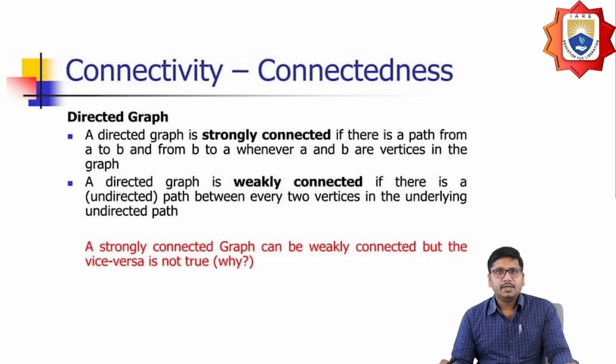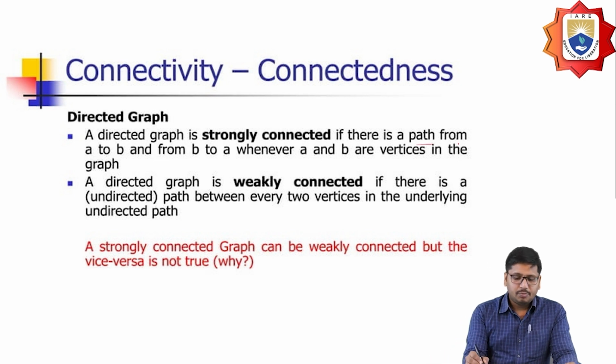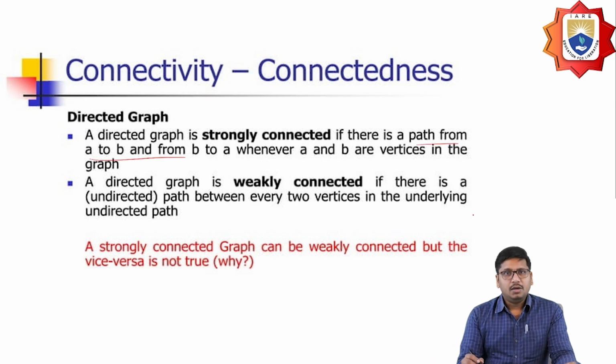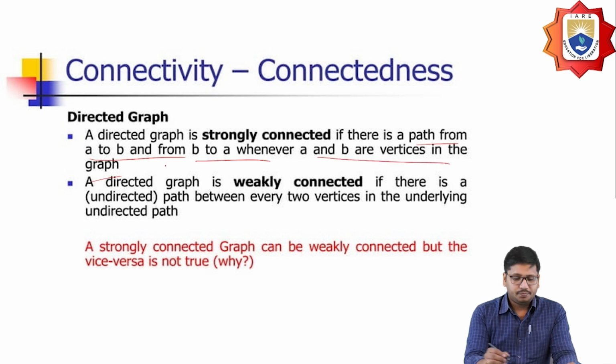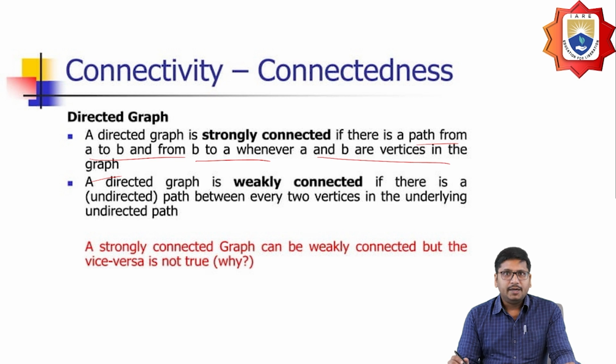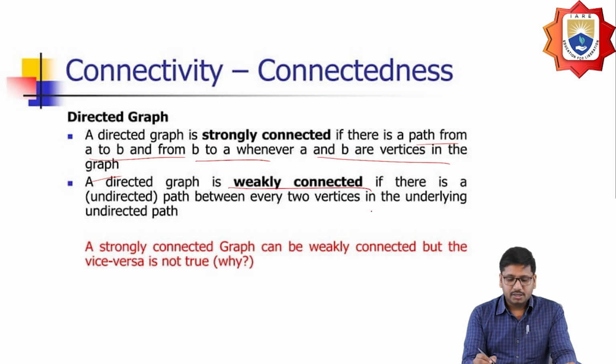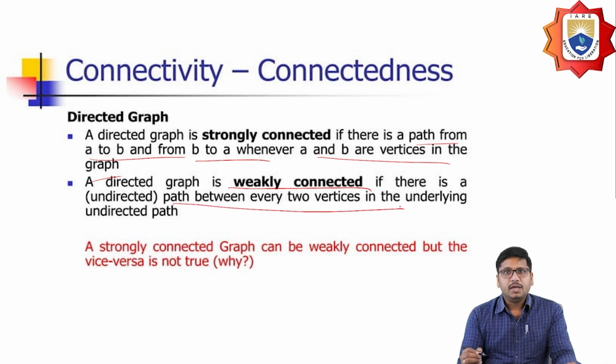What is a directed graph here? A directed graph is strongly connected if there exists a path from A to B and from B to A, whenever A and B are vertices in the graph. And a directed graph is said to be weakly connected if there is a path between every pair of vertices in the underlying undirected graph. A strongly connected graph is also weakly connected, but the vice versa is not possible.